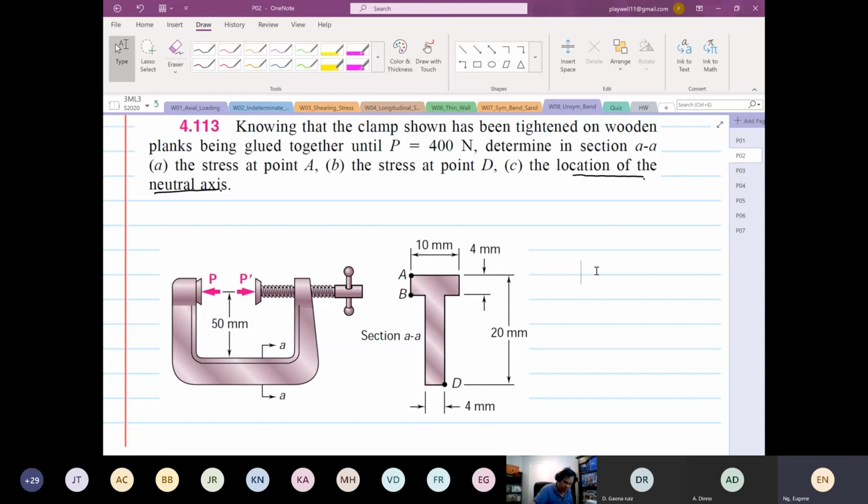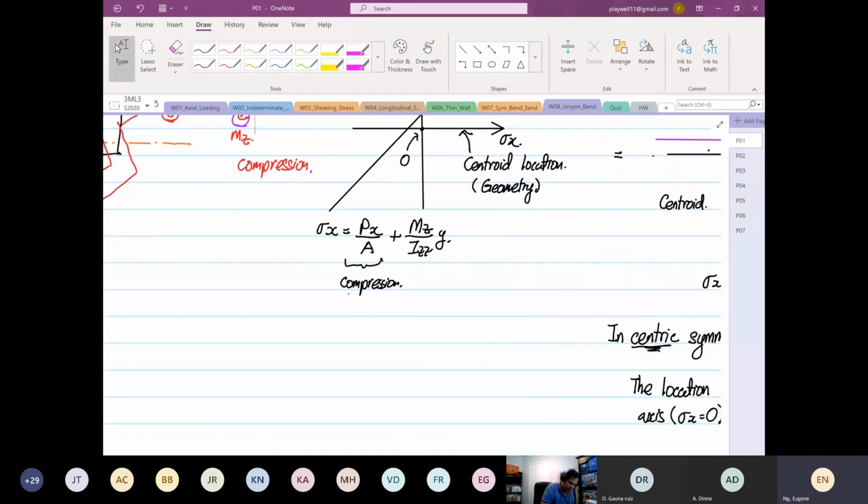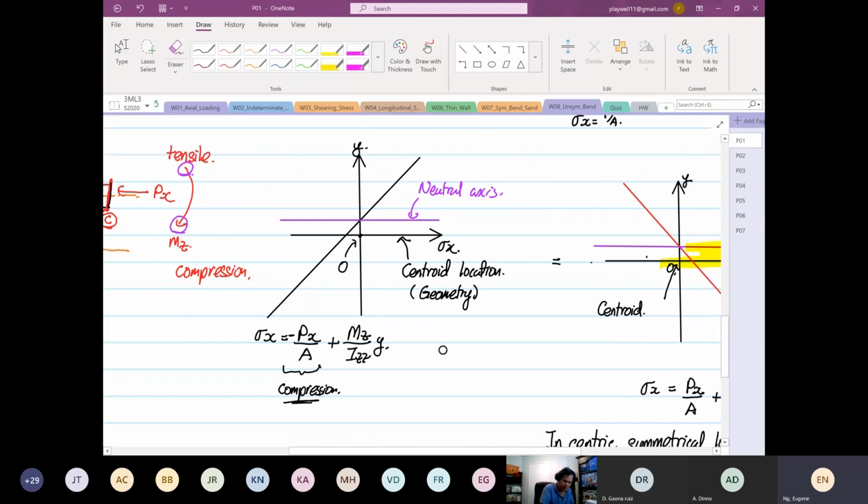So one student asked me why this is not minus. It is minus, but I just wrote down here compression, so we're going to put here minus P X away. But I did highlight there that it's compression. Okay, thank you for clarifying that.